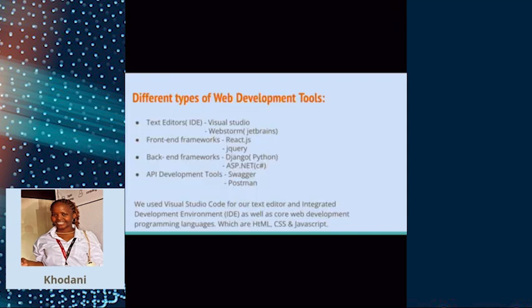So the different types of web development, like our curriculum stated, we needed to make sure that we understand them in different examples. We have the text editors, which is the IDE, Visual Studio, WebStorm, JetBrains as examples. With the front end frameworks, we have React and jQuery. The back end frameworks, which is Django, which uses the Python language, and ASP.NET, which uses the C# language. The API development tools, Swagger and Postman. In this particular project, we used Visual Studio for our text editor and integrated development environment IDE, as well as core web development programming languages, which are HTML, CSS, and JavaScript.